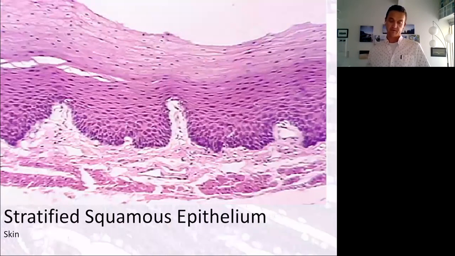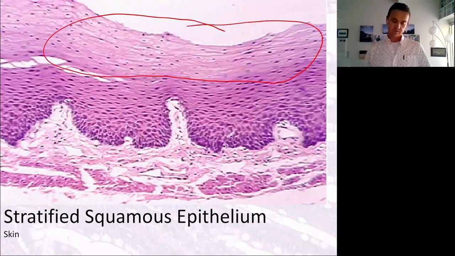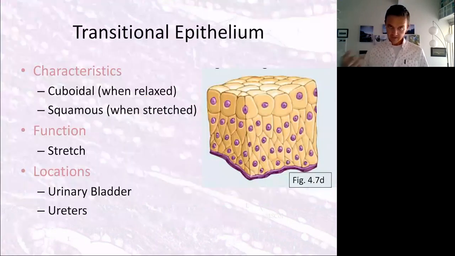And this is an example of the skin. Really we're talking about this top part up here. We'll talk more about these other layers down here later, but that top part is our epithelial tissue, stratified squamous epithelial tissue. And then the next one is called transitional epithelium.